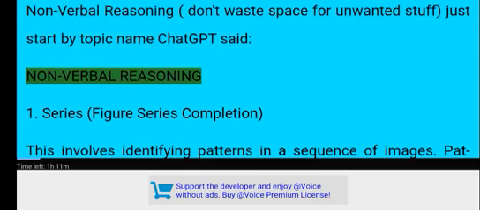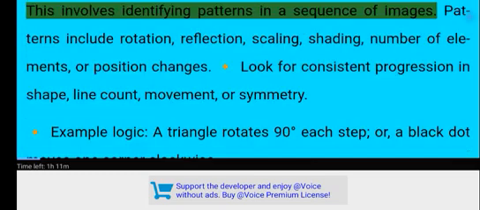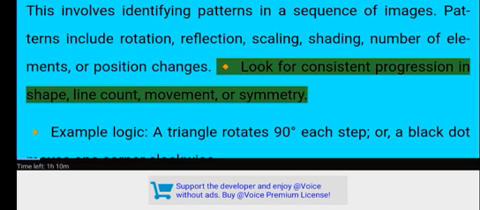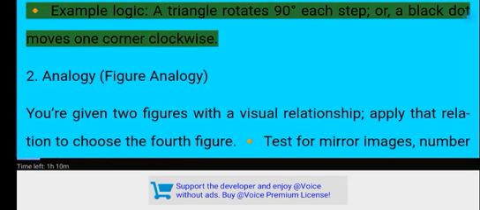ChatGPT said: Nonverbal reasoning. 1. Series completion. This involves identifying patterns in a sequence of images. Patterns include rotation, reflection, scaling, shading, number of elements, or position changes. Look for consistent progression in shape, line count, movement, or symmetry. Example logic: a triangle rotates 90 degrees each step, or a black dot moves one corner clockwise.